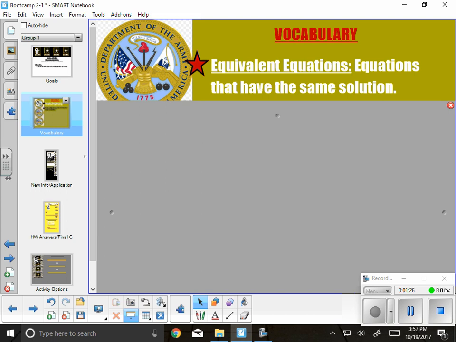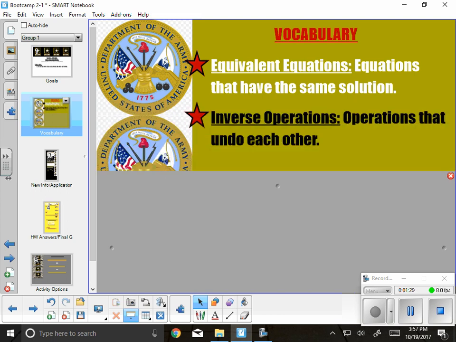Our next vocabulary word is inverse operations. Inverse operations are operations that undo each other. Pretty self-explanatory. If you have any questions, make sure you ask in class. As you can see, both of these have a red star next to them. And just like in the last chapter, that means that you do need to write these vocabulary words down. Remember, you have vocabulary sheets, and you have to write down the definition, an example, a non-example, and a characteristic or hint.